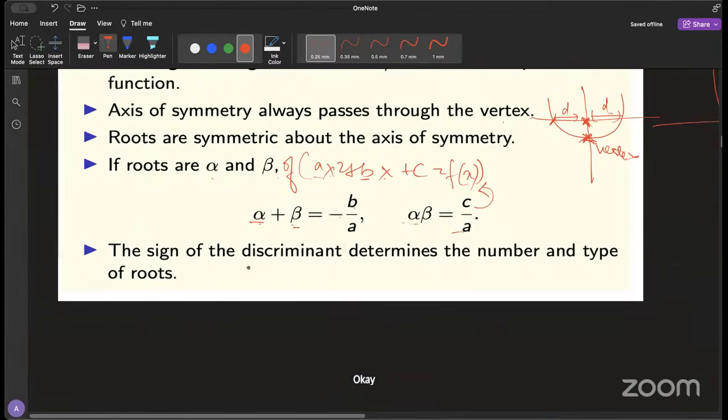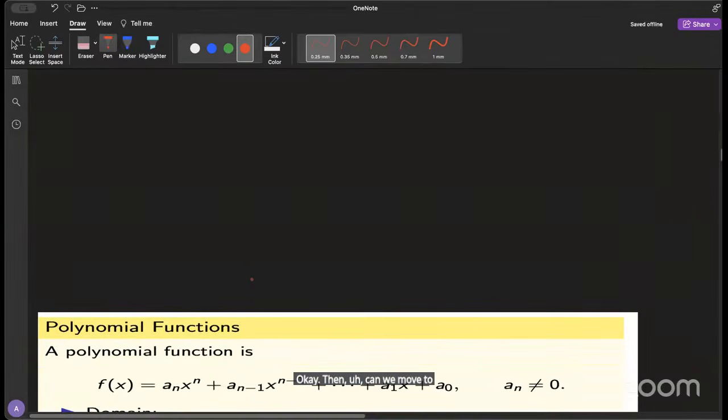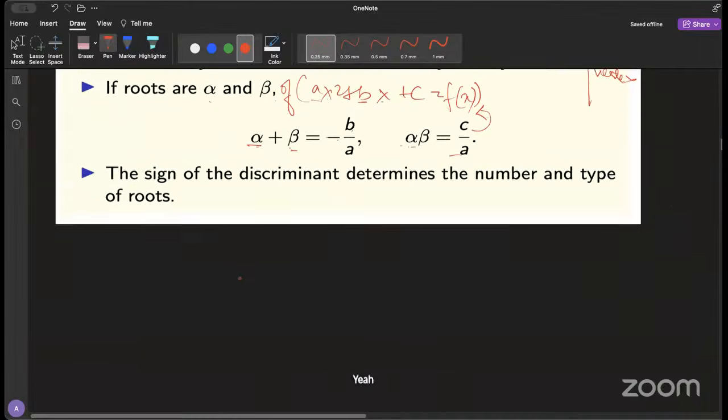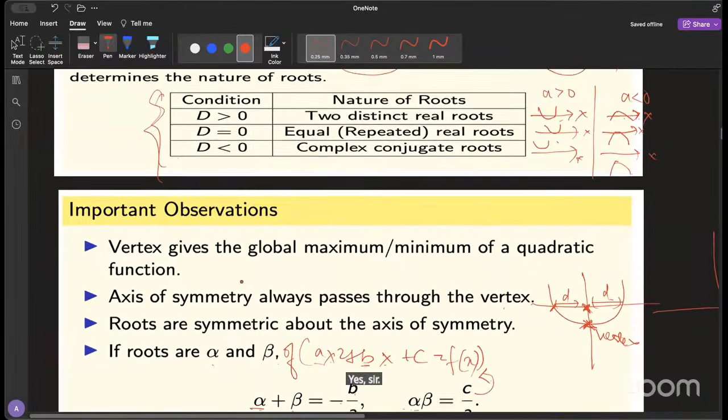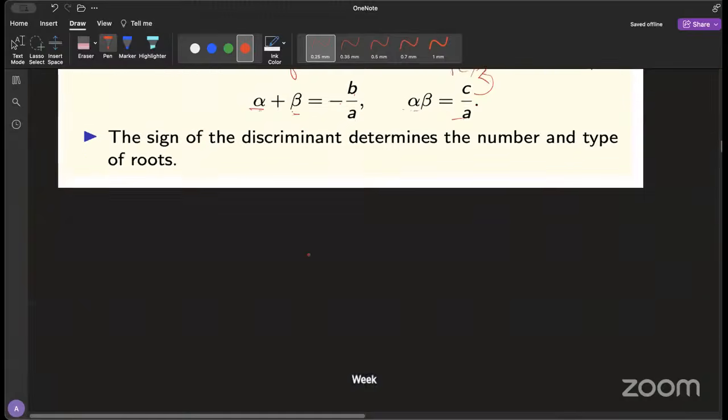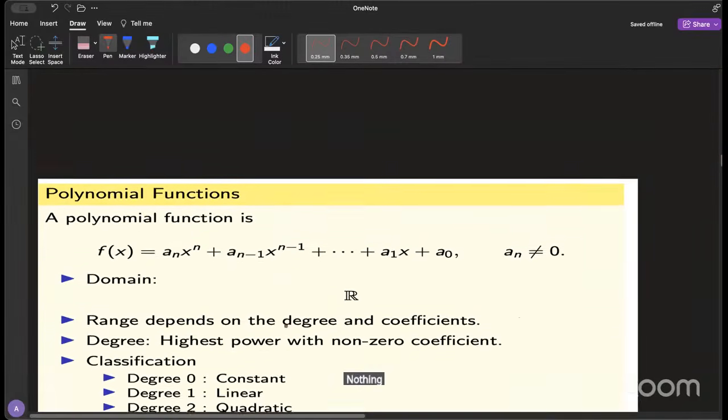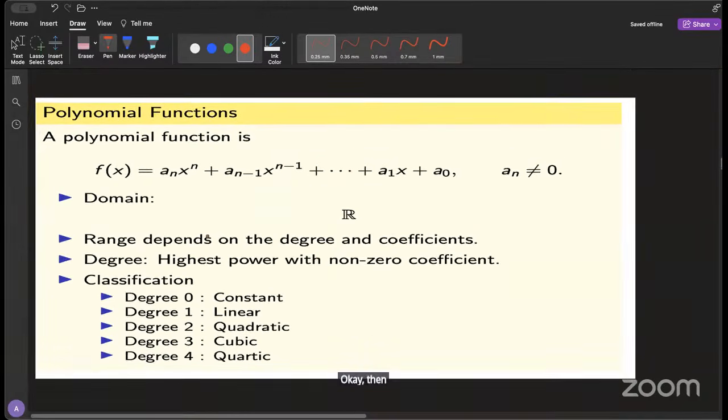Okay. Then can we move to week 4? Is anything left from week 3? Week 3 is done, right? Nothing important left, I think. Okay, then week 4 is about polynomials.